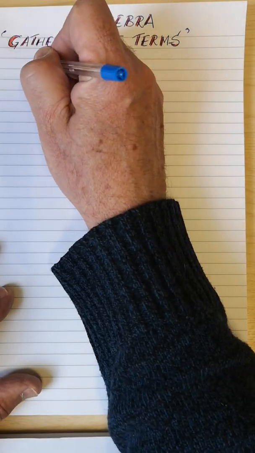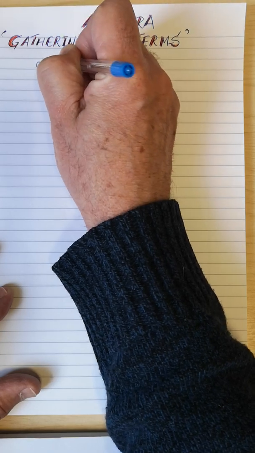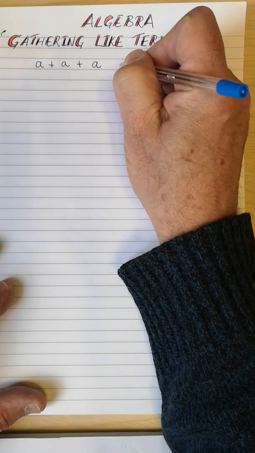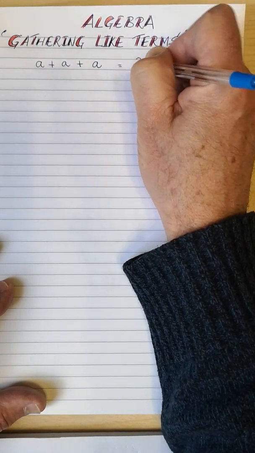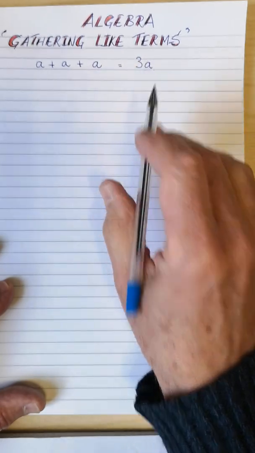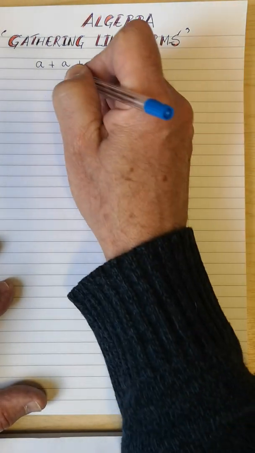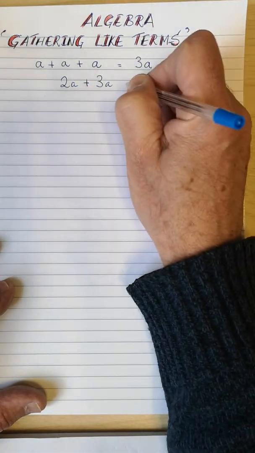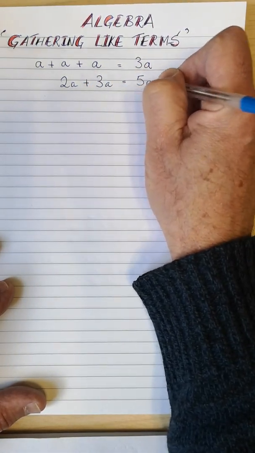Right, let's make a start with algebra and gathering of like terms, putting things that are the same together. Now, in algebra, when we're gathering like terms, they must be the same. For instance, if I said to you, I have one A, I have another A, and I have another A, what will you tell me? How many A's have I got? I have 3 A's. Yeah, I've gathered them up. 1, 2, and 3. I have 3 A's. If I already have 2 and you give me another 3 lot of A's, I will have 5 A's.